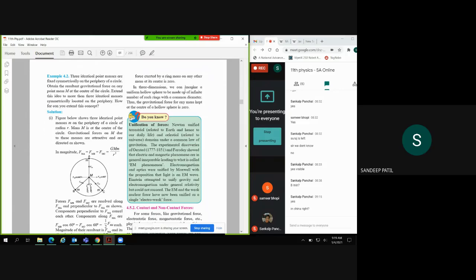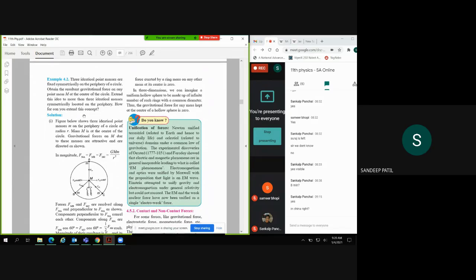Okay, so we will quickly go through this example, 4.2. In this example, they have mentioned that three identical point masses are fixed symmetrically. These are the 3 point masses A, B, C on the periphery of a circle. Obtain the resultant gravitational force on a point mass at the center of the circle.